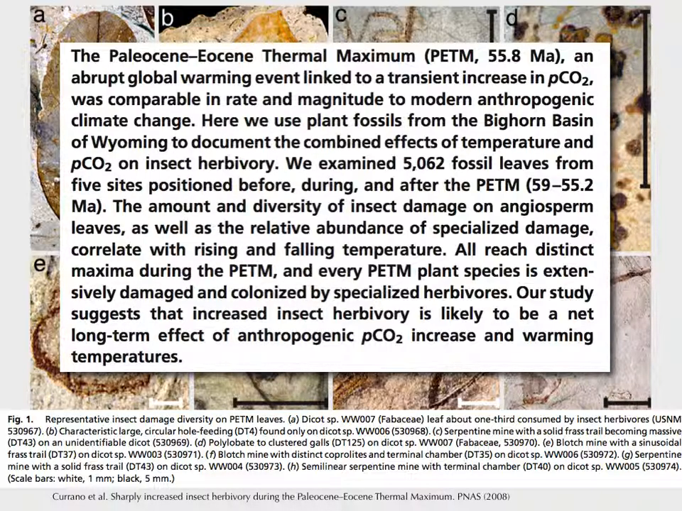So they looked at the leaf fossils across the thermal maximum time, looked at 5,000 fossil leaves, and found the amount of damage and the diversity of damage went up with temperature. So they figure out that with rising temperature, plants aren't going to make more chemical defenses, they're just going to suffer more. And we know that from 55 million years ago, even from this fossil damage.